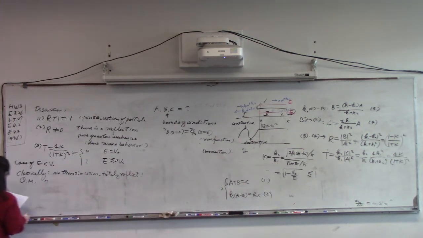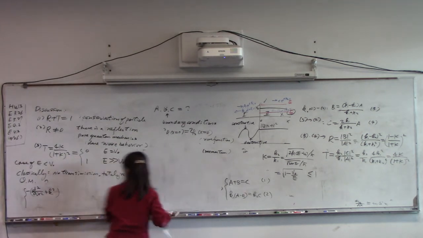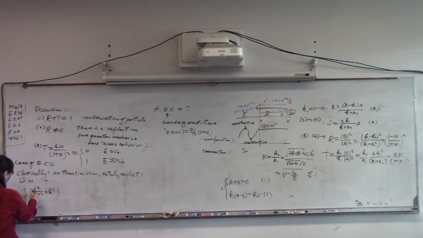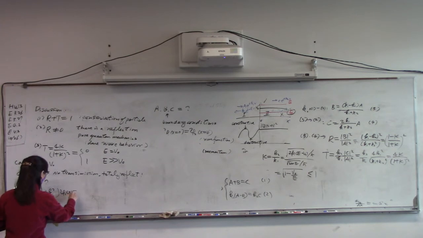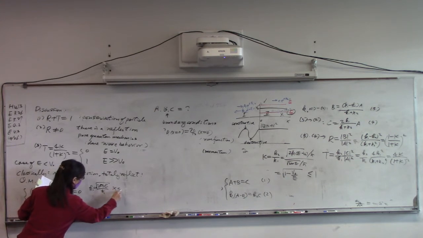Now let's do that. In this case, we again solve the Schrodinger equation. I will not write down the Schrodinger equation itself, but the equation here for region 1: d squared psi 1 over dx squared plus k1 squared psi 1 equals 0. Here k1 is again the square root of 2mE over h bar squared.